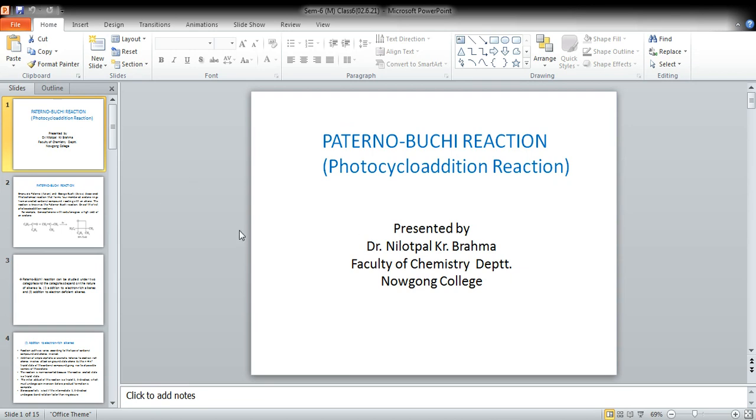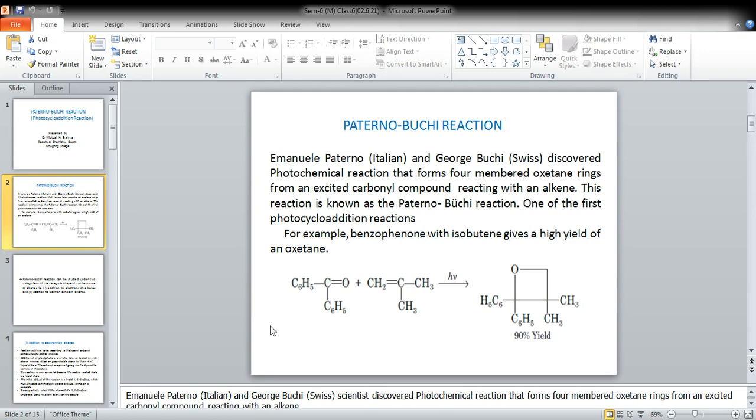So, what is the Paterno-Büchi reaction? Actually, the Italian scientist Emanuele Paternò and the Swiss scientist George Büchi performed an experiment by taking a carbonyl compound and an alkene under photochemical conditions, and the product formation was an oxetane. So oxetane means a cyclic four-membered ring where one of the carbons is replaced by oxygen. In fact, this is one of the first photocycloaddition reactions.